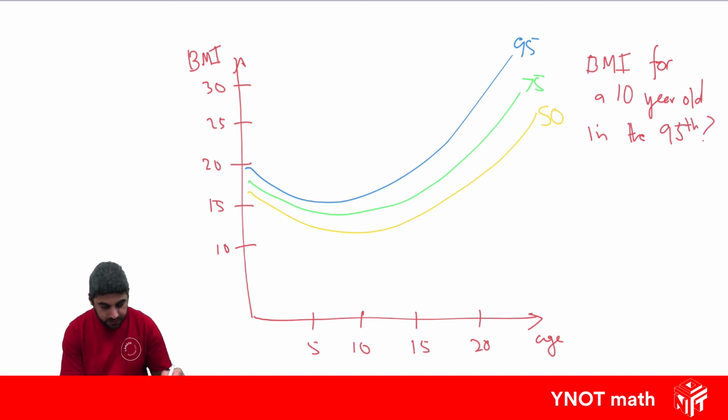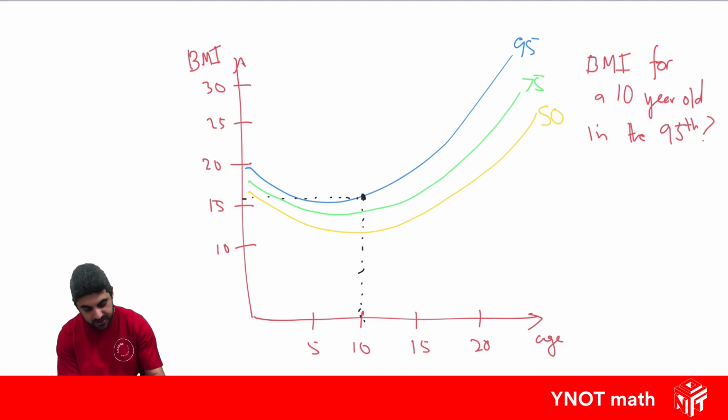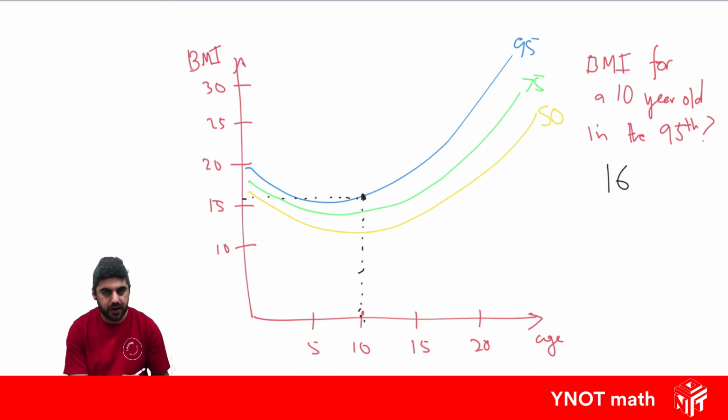So in the 95th percentile, we have to be following the blue line, and we're going to have to match up where 10 hits that 95th percentile. So because we're looking for a 10-year-old, we follow up the 10 where it hits the 95th percentile, follow it across, and that's looking like it might be about 16. So 16 BMI for a 10-year-old in the 95th percentile.